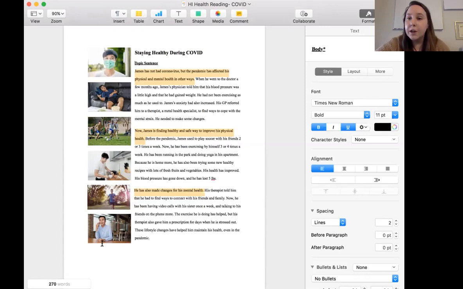The next step in our pre-reading, or what you do before you read, is looking at the topic sentence. The topic sentence of a paragraph is the first sentence of the paragraph, and it should tell you what that paragraph is going to be about.